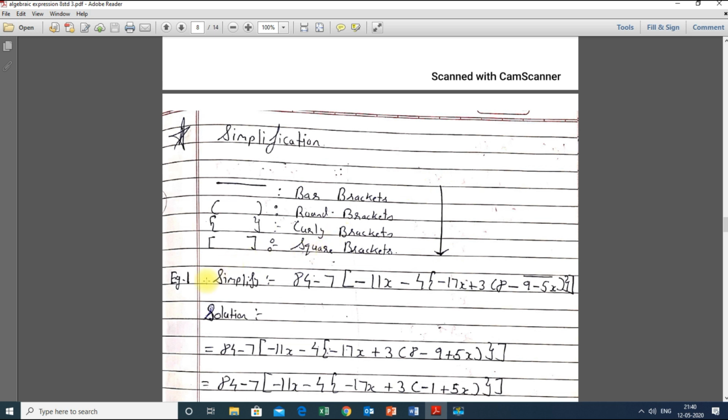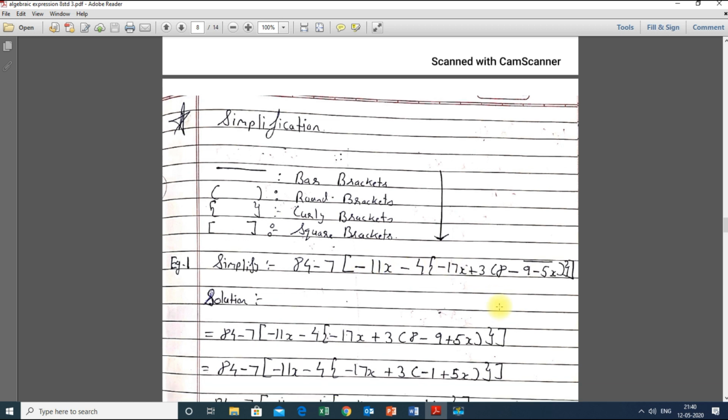Next, simplify. They've given us the question. The question is very big. You don't need to read it out. You can just read this question and then listen to the video. You can pause the video for 10 to 15 seconds, read this, and then listen to the solution. What I'm saying, it's very easy.